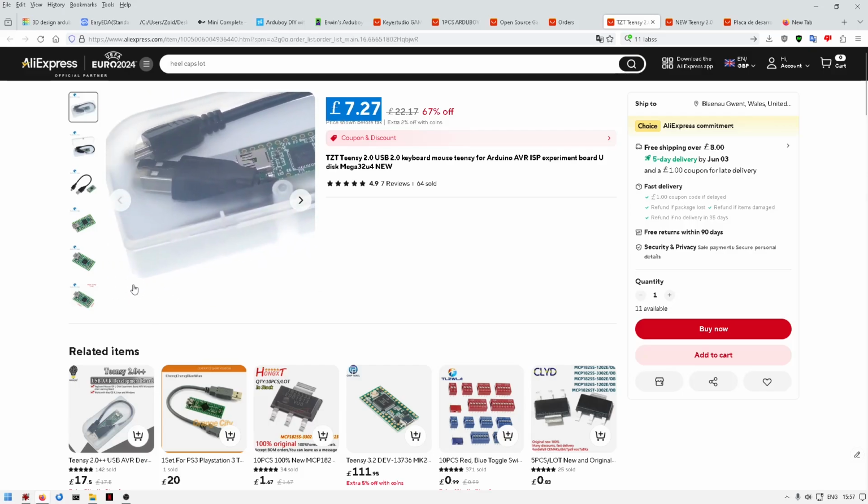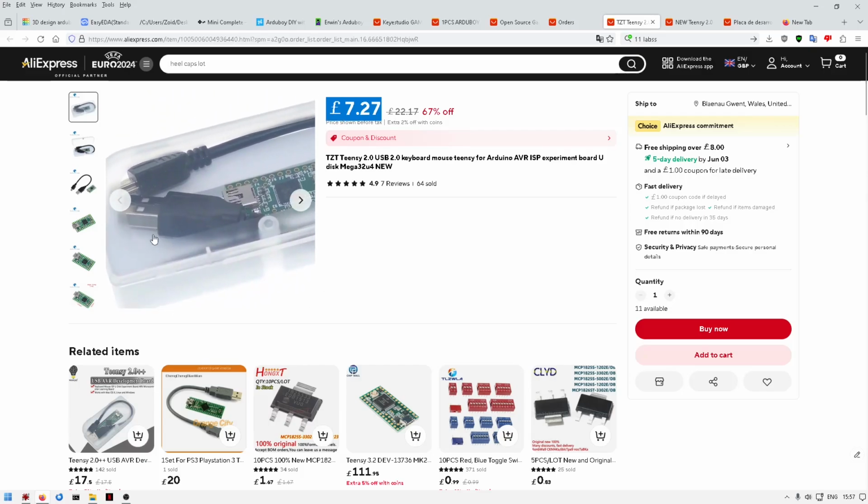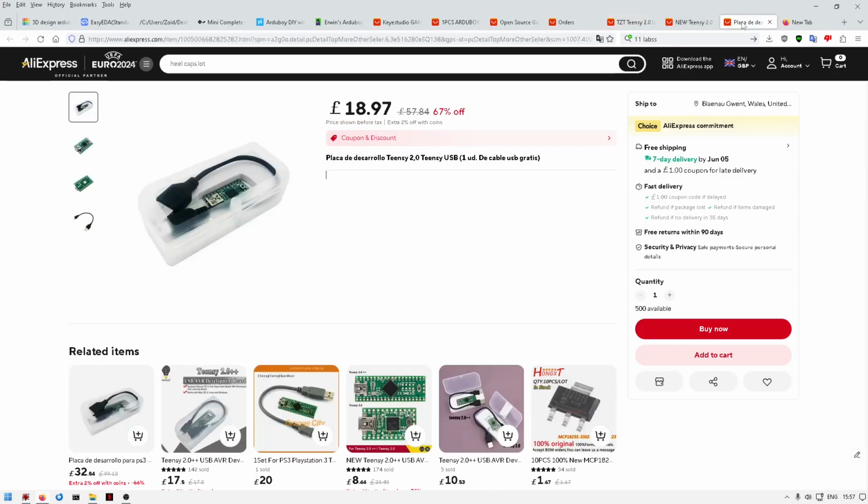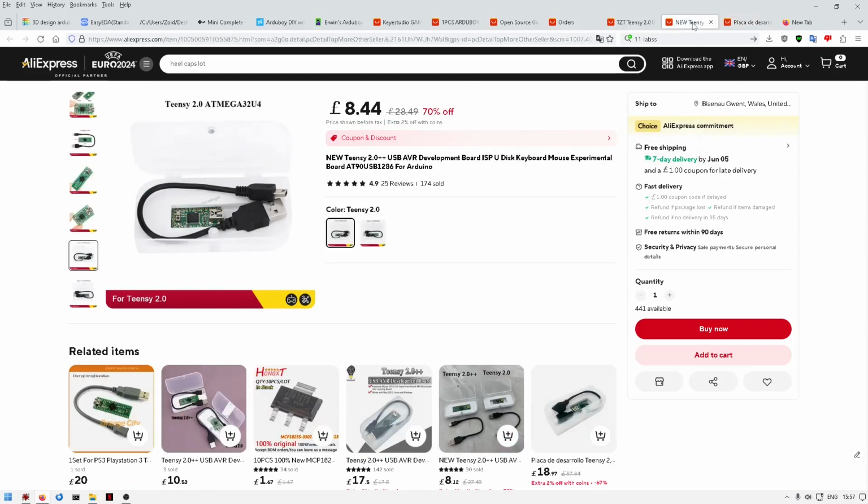You get the case, you don't need the case, but you get the very short lead in there, because a lot of people probably aren't going to have a micro USB lying around anymore. So I don't think that's too bad. Some of the sellers on Amazon, AliExpress just want crazy money for the Teensy. I just wouldn't touch it for that kind of money. And there's another one here. It's not too bad.